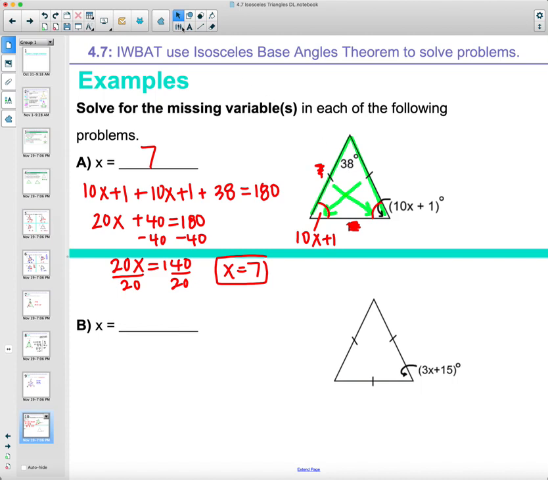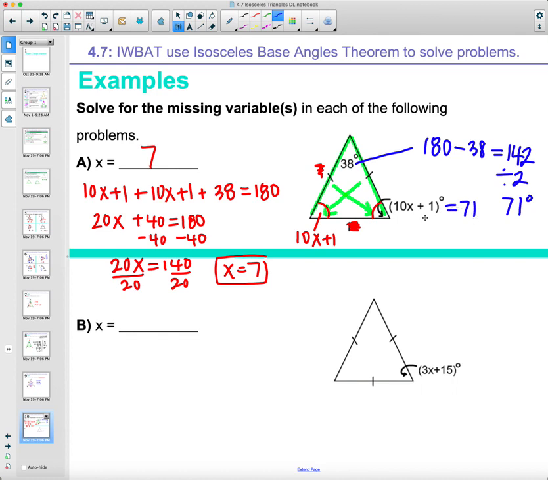Okay, so the other way that you could do this one is by that second method that I said on the other screen, where we could subtract 38 from 180, which will give us 142. Then you could divide this by 2 to get 71, which would be how big each of these angles are. So then you could set this equal to 71 and solve that way if you want. So you could do triangle sum theorem, or since you know this is 38 degrees, you could take it away from 180, divide by 2, and figure out how big each angle itself is. Then you would subtract 1 from both sides, divide by 10, and you'd still end up with 7.